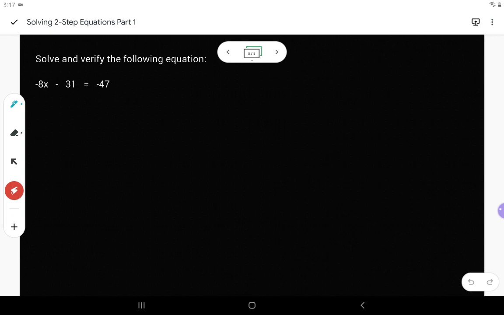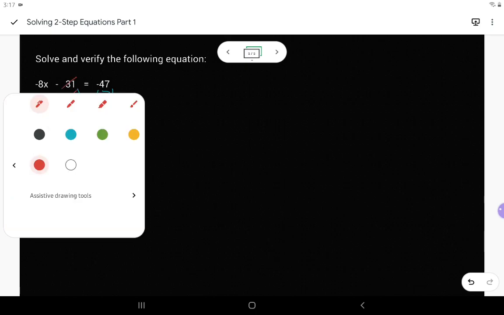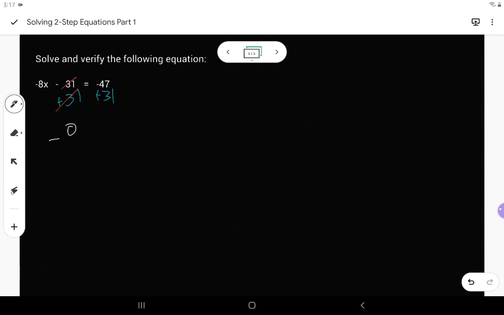Negative 8x minus 31 is equal to negative 47. So the first thing I'm going to do is get rid of this constant. I'm going to get rid of that subtraction. The opposite of taking 31 away is adding 31 in. The 31s on the left cancel. On the left-hand side, I now have negative 8x is equal to, on the other side, negative 47 plus 31 gives me a value of negative 16.